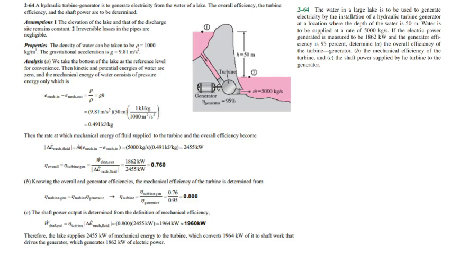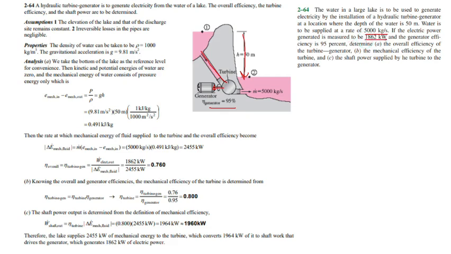The water in a large tank is to be used to generate electricity by the installation of a hydraulic turbine generator at a location where the depth of the water is 50 meter. So depth is 50 meter. Water is coming here to this turbine. This turbine is run, and electricity is generated through this generator. Efficiency of generator is 95%, and the water is supplied at 5000 kg per second.